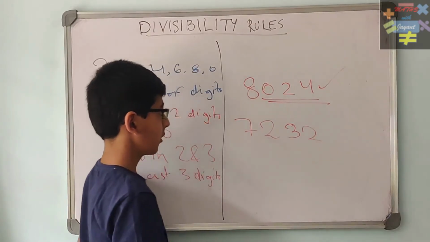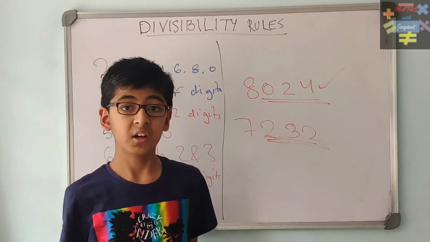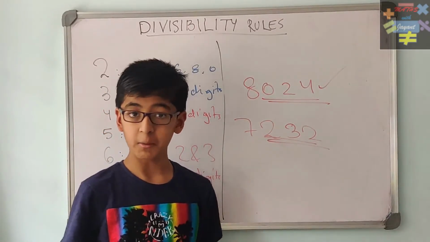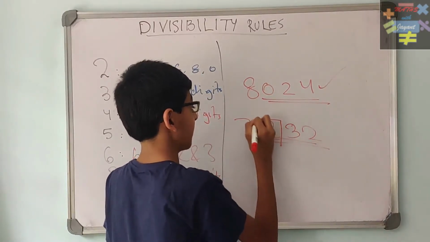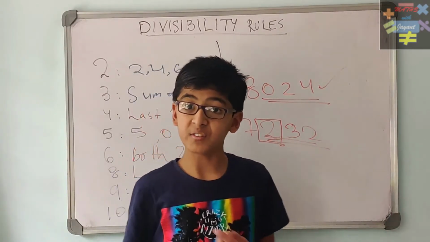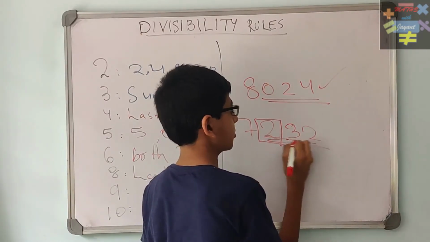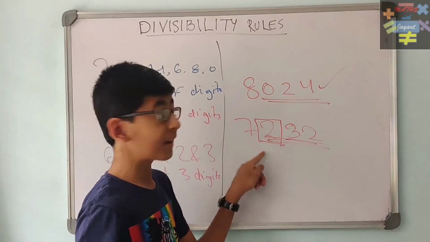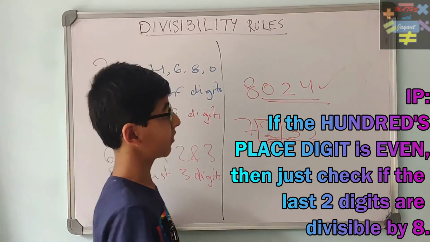72 32. So we need to check if 232 is perfectly divisible by 8. Now over here I'll give you a small tip. If the hundredth place is even, then only this will work. Then just have a look at the last 2 digits. If the hundredth place is even, then just check if the last 2 digits are divisible by 8.